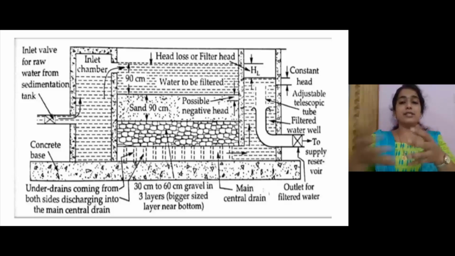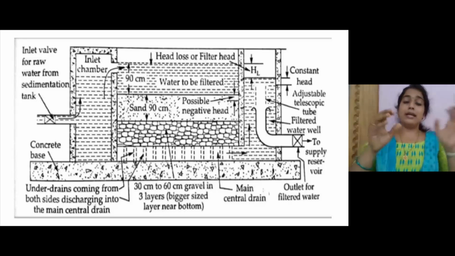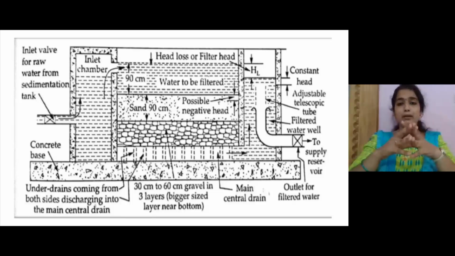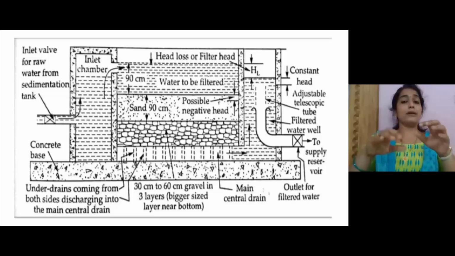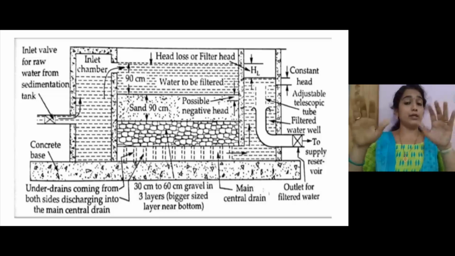Next is the working of the slow sand filter. First, the effluent coming from the plain sedimentation tank will enter the inlet chamber through the inlet valve, which is an automatic valve. Why is this automatic valve provided? Because we have to control the flow of effluent water into the filter media. There should be a uniform rate of water entering the filter media, and the filtration rate should be uniform.